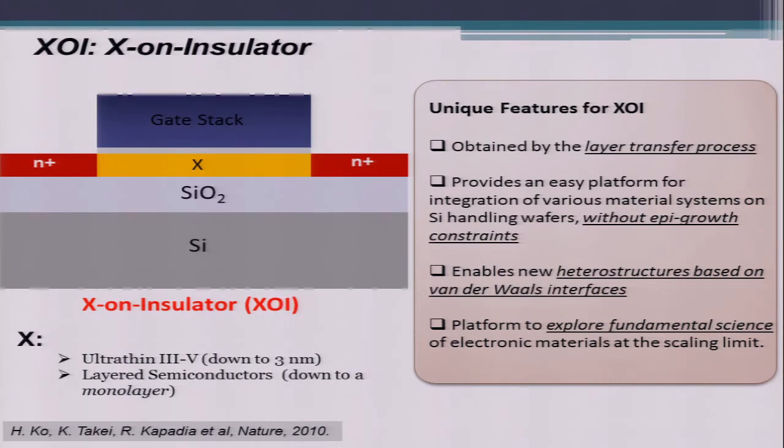That will enable you to think about new types of heterostructures without having to worry about a lot of the lattice or crystal structure constraints that we often face when dealing with epitaxial growth.